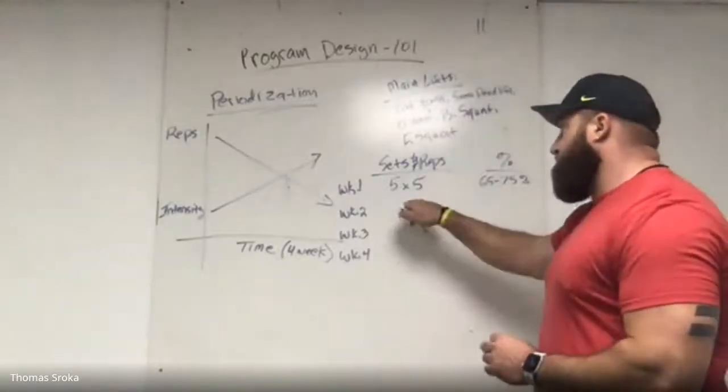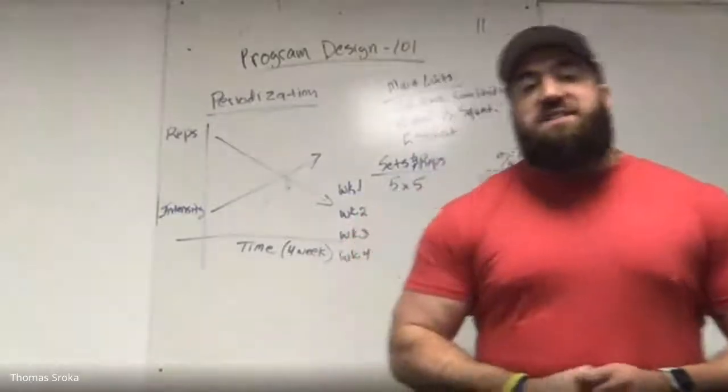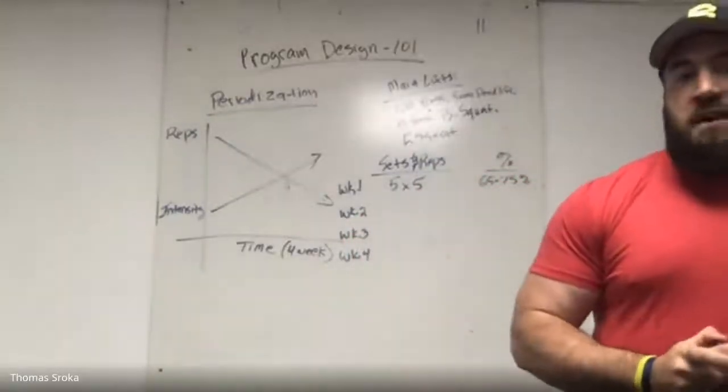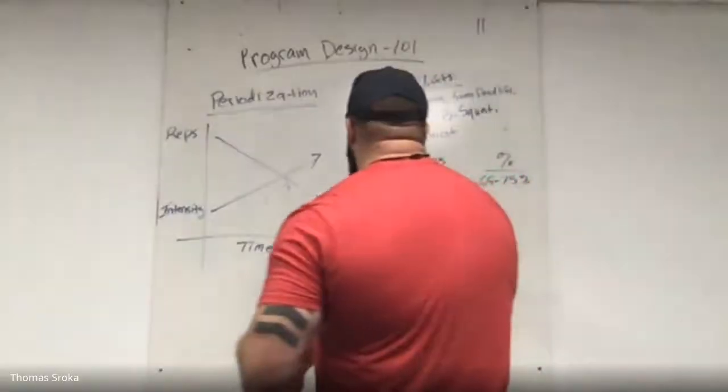Week two, our sets and our reps. Anybody want to take a guess at what those are? Equals 18. It's a math problem. Big number first, second number is smaller. 6x3. 6x3. Attaboy.